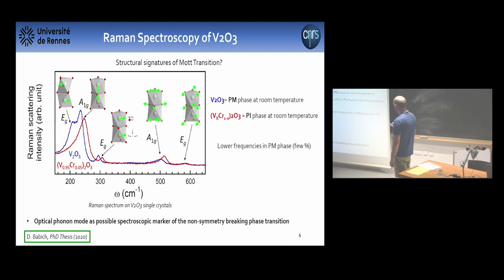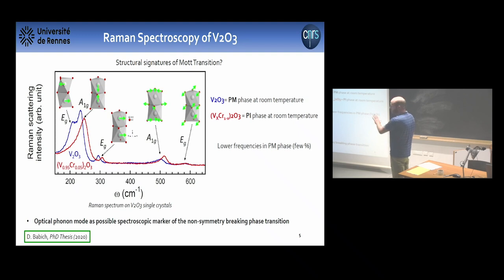One point we're thinking about is what the structural signature of this Mott transition with large volume change is. Here you have the Raman spectrum of the pure V2O3 in blue, which is the metallic phase, and of the chromium-doped one, which is the paramagnetic insulator under ambient pressure. What you can see is a red shift of frequency if you go from the insulating one to the metallic one, meaning that you have lower frequency. You can see this for the two A1g modes and the Eg ones too.